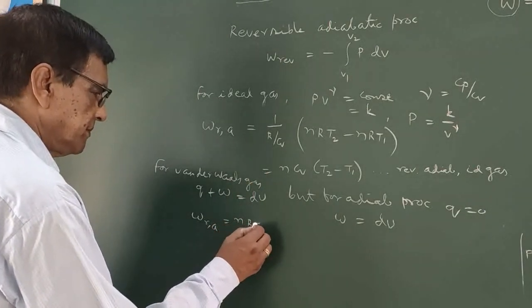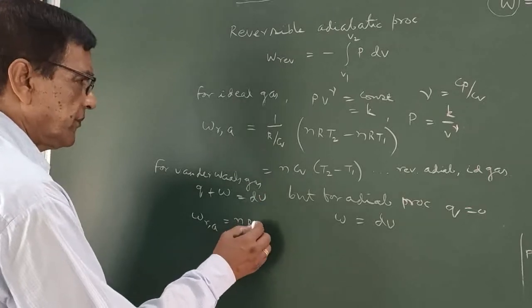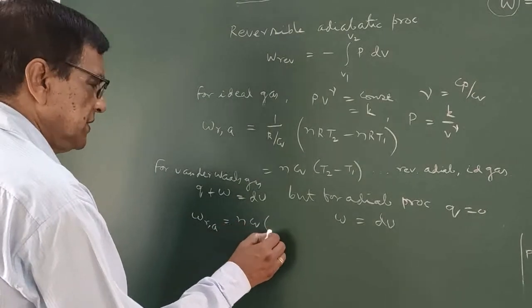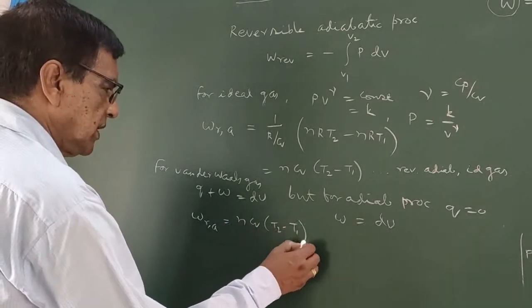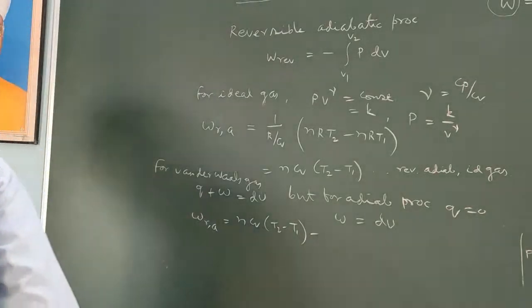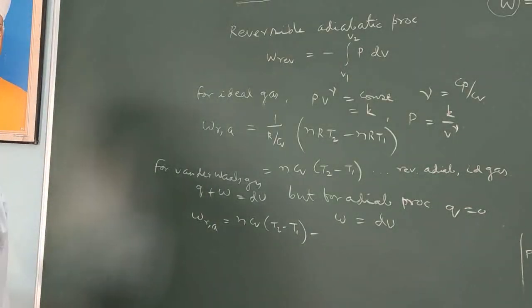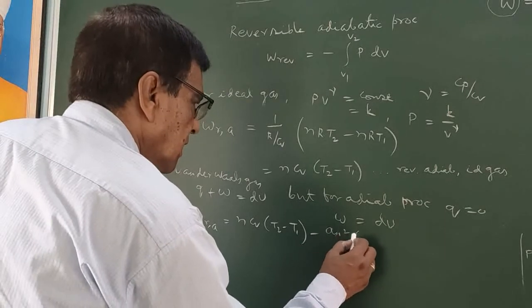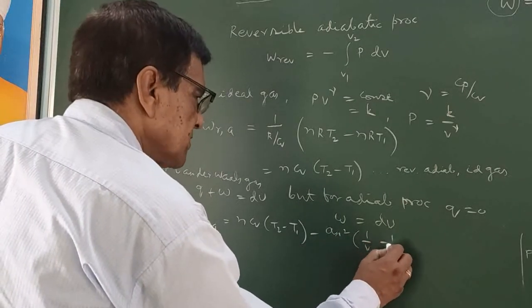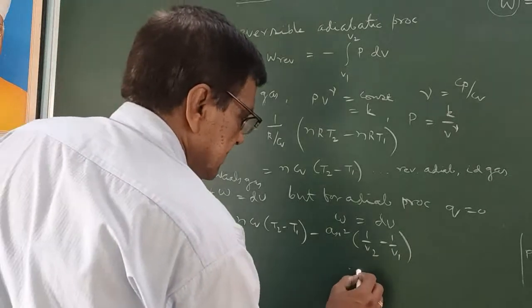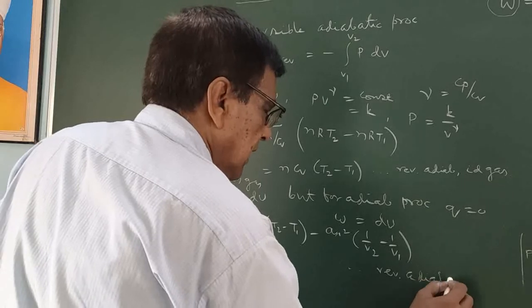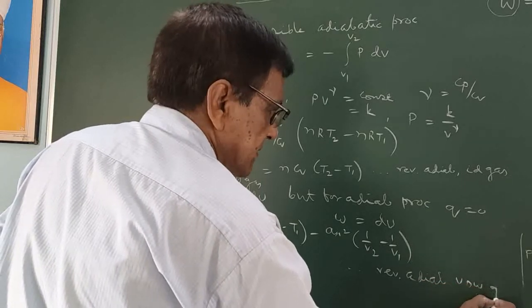n C_V (T2 minus T1), and minus a n squared into (1 by V2 minus 1 by V1), and this is the reversible adiabatic work for the Van der Waals gas.